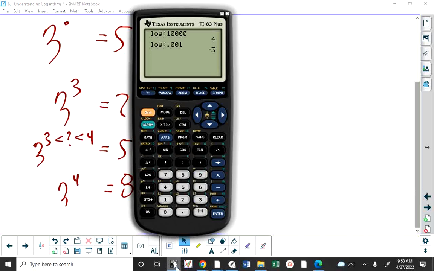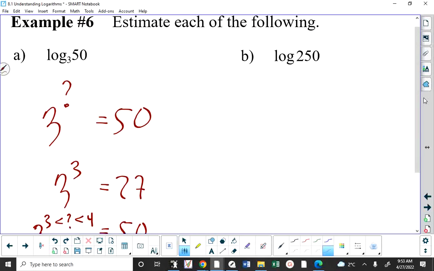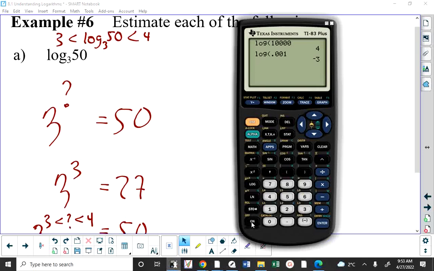And so how do we write this? Let's write an answer here first of all. 3 is less than log base 3 of 50, which is less than 4. That's all we can do to estimate the value. You cannot start saying, well, if 50 is halfway between 27 and 81, which it isn't, then the answer will be 3.5. Logarithms don't work that way. Some of you are going to pick up on a rule here. You will not understand why the rule works, but we will learn the rule at some point.